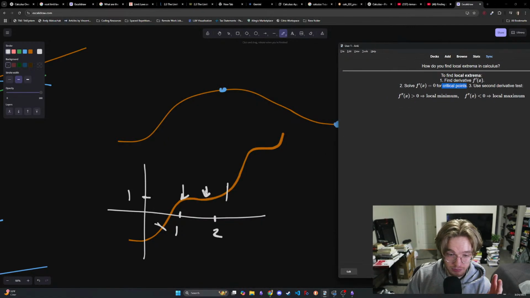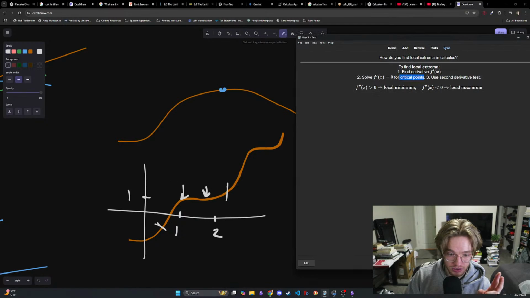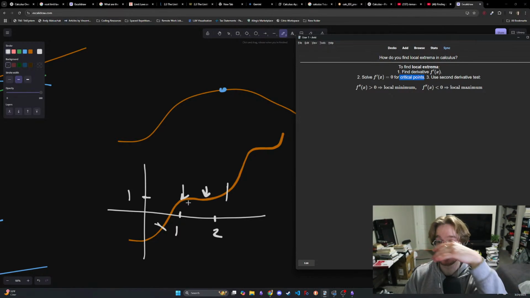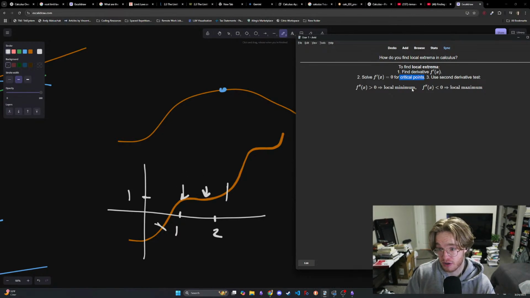I think it's reasonable that a critical point is where our slope changes from negative to positive. Each time, if we have a continuous function and it's not just a straight line, each time our slope hits 0, something's happening there, and so I think that would be called a critical point.